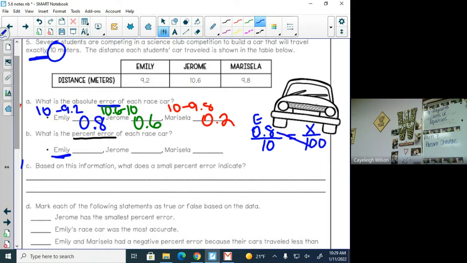So 0.8 times 100 is 80, equals 10x. So divided by 10, and her error was 8%. That's fine. Go on.